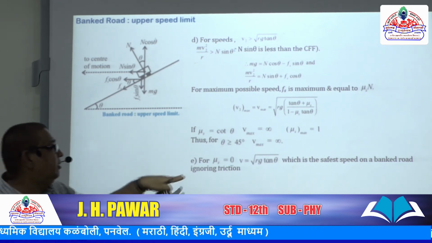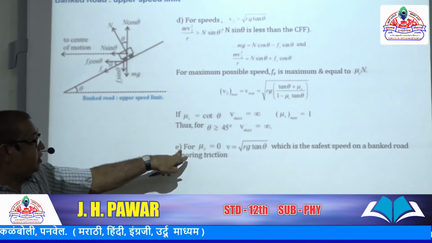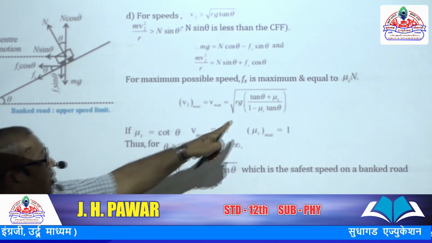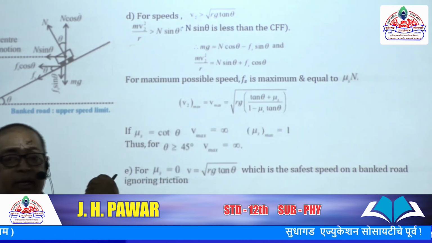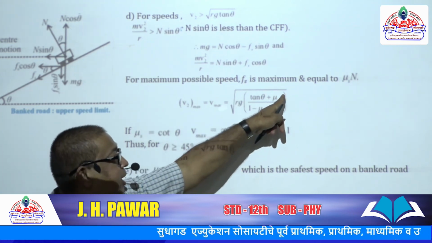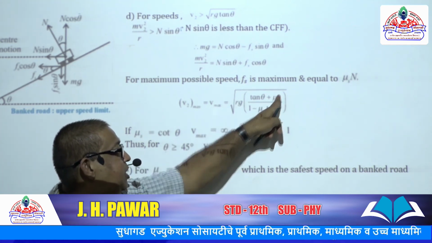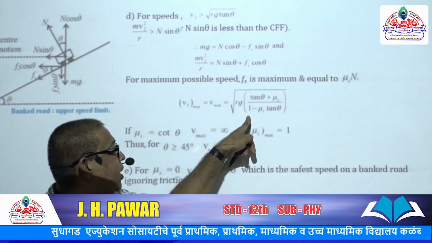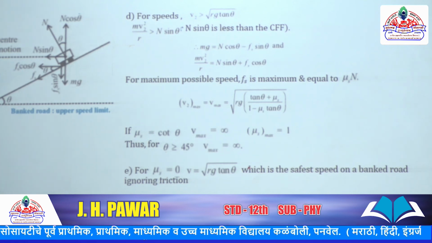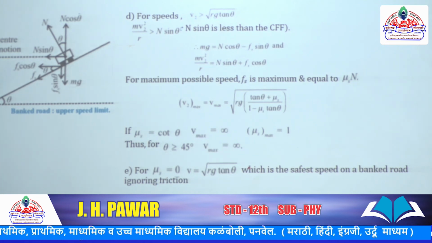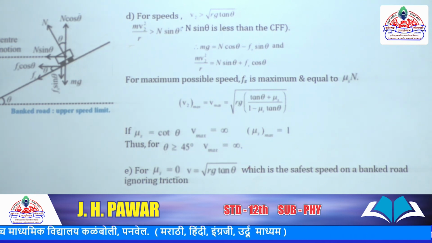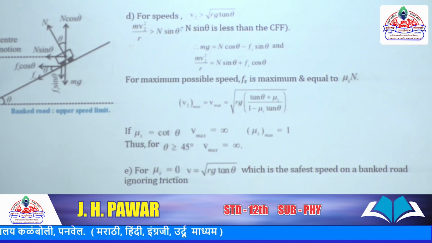And thereafter, suppose in the above equation we put mu s equal to 0. Mu s is 0 means ignoring the force of friction. Mu s is 0, so we get root of Rg tan theta. We get the same previous equation, v equals root of Rg tan theta, which is the safe speed on the banked road ignoring friction. I think this is all about it.